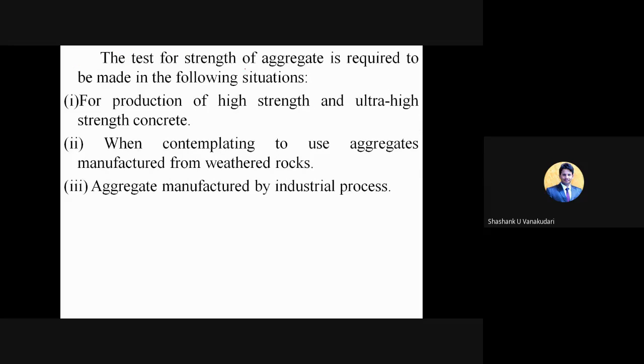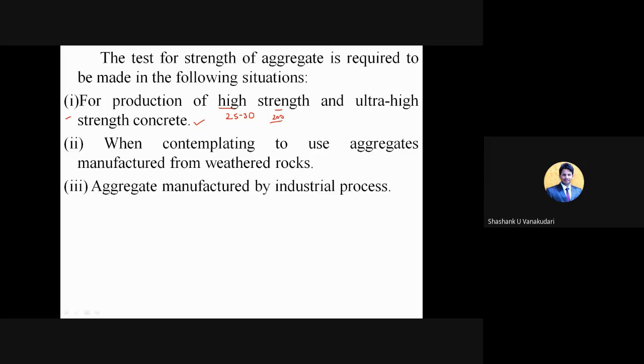The test for strength of the aggregate is required in the following situations. First is the production of high strength as well as ultra high strength concrete. Normally we get concrete strength between 25 to 30 Newton per mm square, but when we get high strength concrete, it is more than 200 MPa or 200 Newton per mm square. At that time we need to check the strength of the aggregate, and the different strengths of these aggregates.